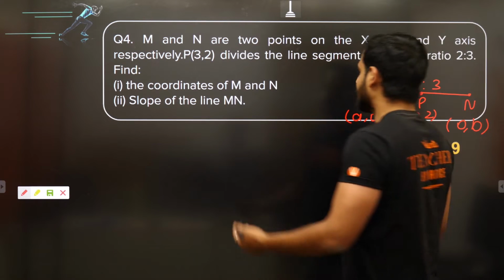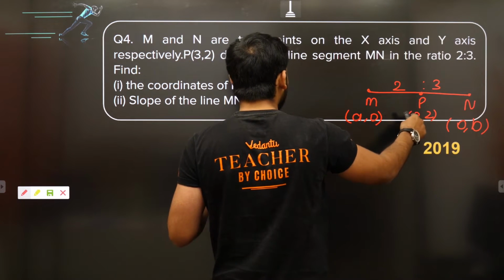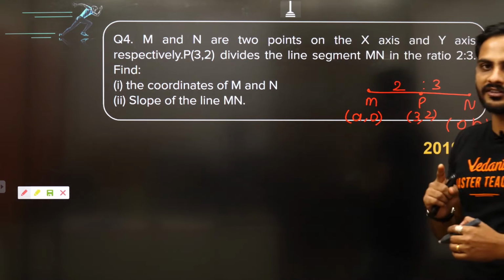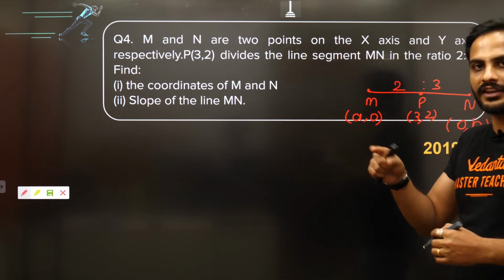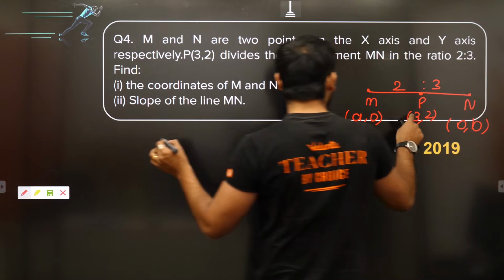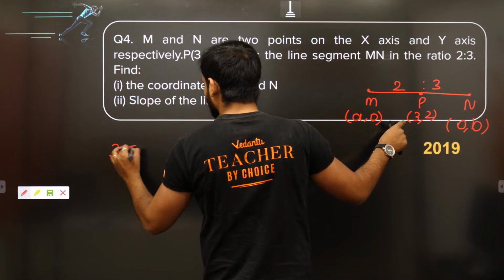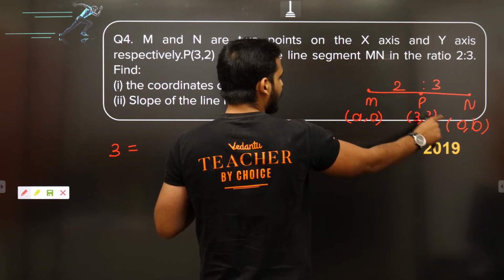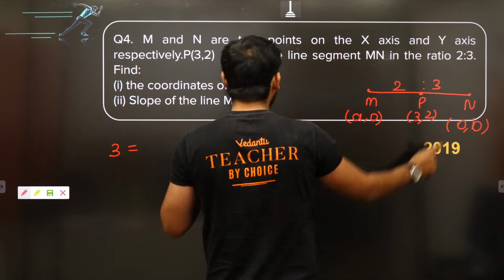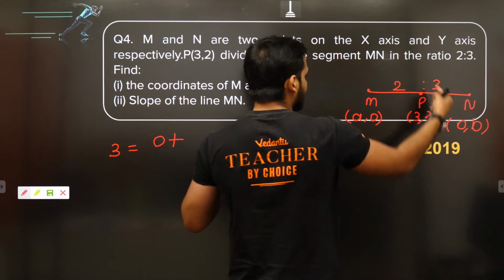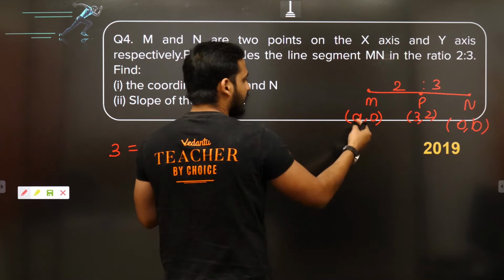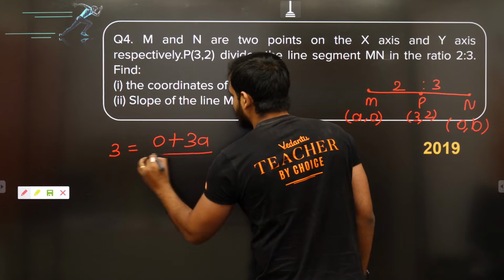So beta, it is very easy. I can say that this P's coordinate can be found using the section formula, (mx2 + nx1) divided by (m + n). So the x coordinate of P will be 2 into the opposite x coordinate, so 2 into 0 is 0, plus 3 into the opposite x coordinate, so 3 into a is 3a, divided by 2 plus 3.